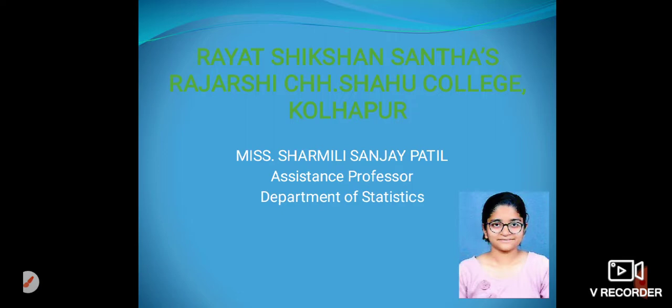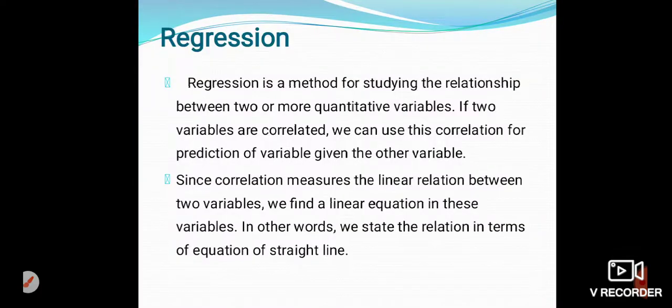So students, today we are going to learn about the regression. In last lecture, we already have discussed about the correlation. The regression is a method of studying the relationship between two variables or more quantitative variables. If two variables are correlated, we can use this correlation for the prediction of variables given the other variables.